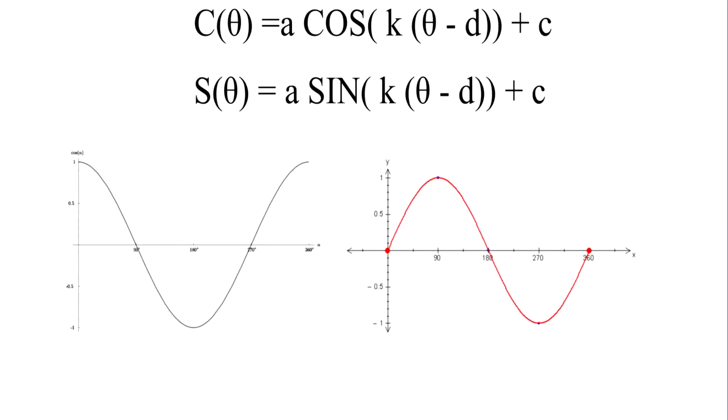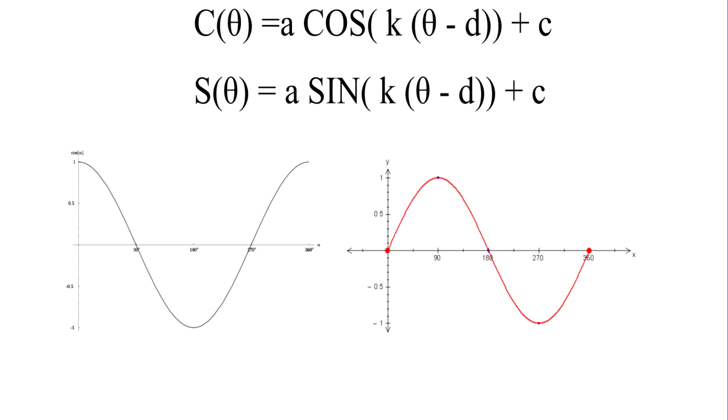Now to put the cosine and sine functions into an algebraic form, this is how you would do it. Cosine theta equals A times cosine bracket K bracket theta minus D close bracket plus C. Sine is the same thing as cosine, just that you have to change cosine for sine. Below those two equations, we have their parent functions graphed. If you look closely, you'll notice that the cosine graph is very similar to the sine graph. The only difference is that it has a phase shift 90 degrees to the left.